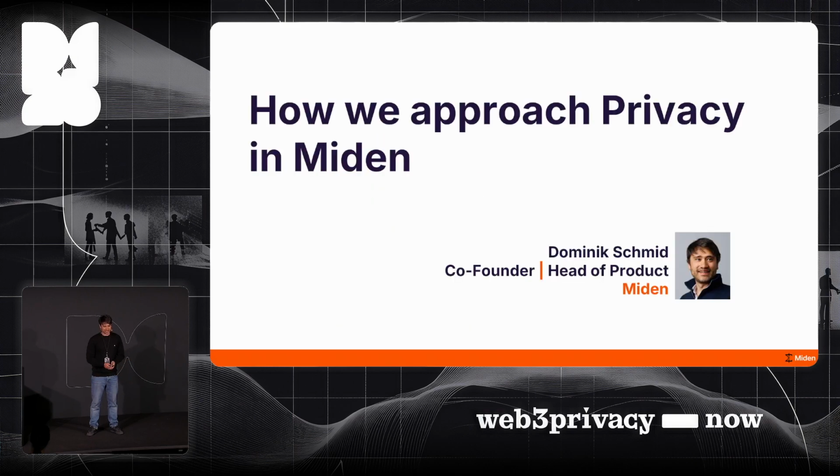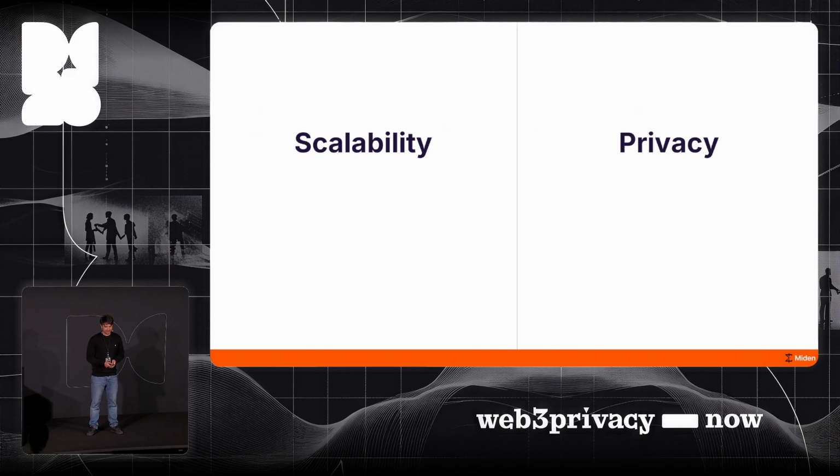I'm here to talk about how we approach privacy in Maiden. Our initial idea was that privacy, even though it's an end goal for us, is also a means for scalability. From a high level, this makes sense in terms of blockchain. If you don't tell the blockchain what you're doing, then it doesn't need to re-execute it. It doesn't need to store the state because it doesn't know the state.